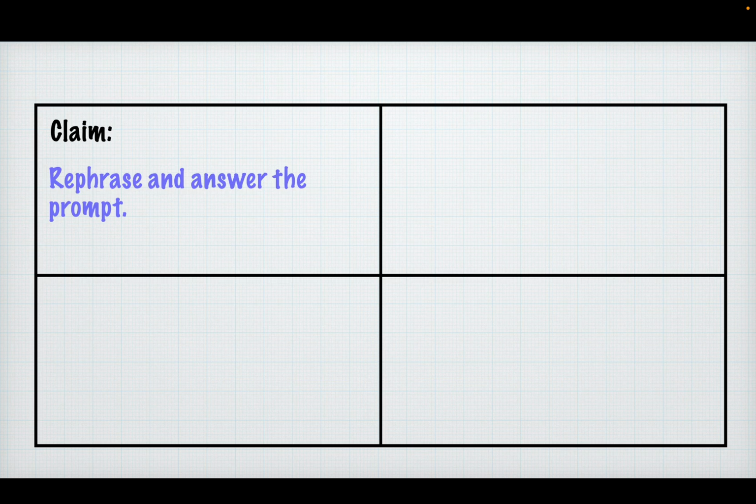All right, so let's look at what a Foursquare is and the parts of the Foursquare. So as you notice on the screen, there's a box with 4 squares. That's easy. You can draw this on a piece of paper. On the STAR test, you get scratch paper. So this is something you could easily draw on the whole piece of paper. All right, so the first box is going to be the claim. And in here, you're going to rephrase and answer the prompt.